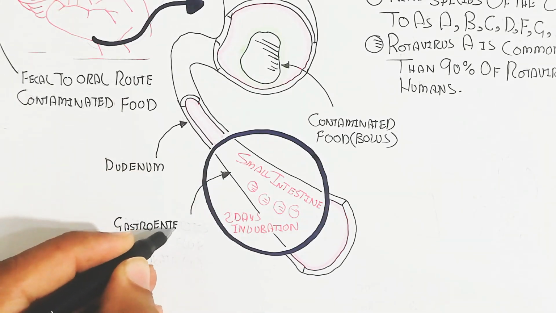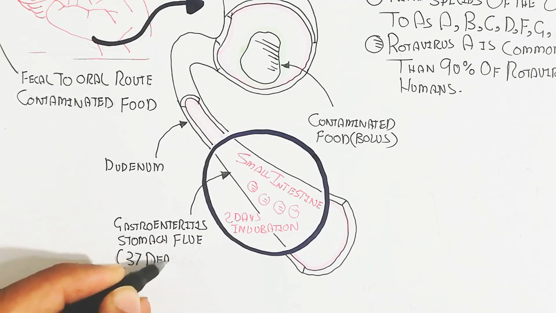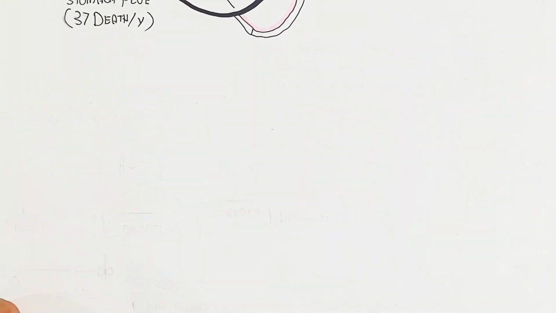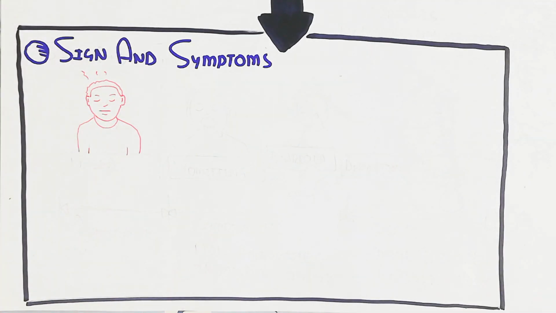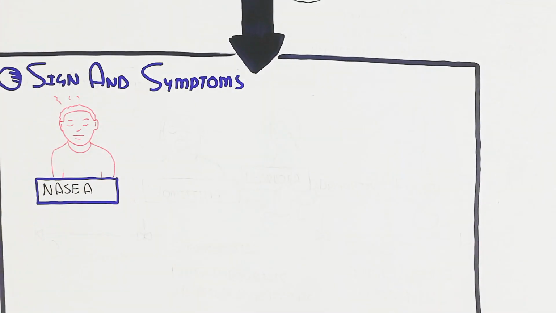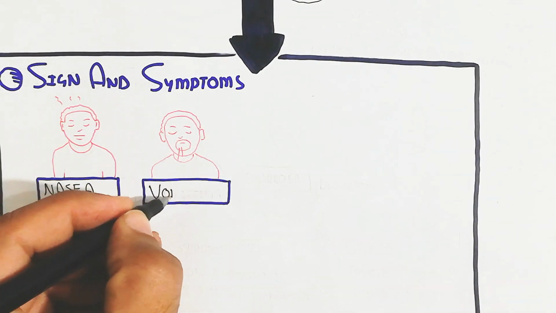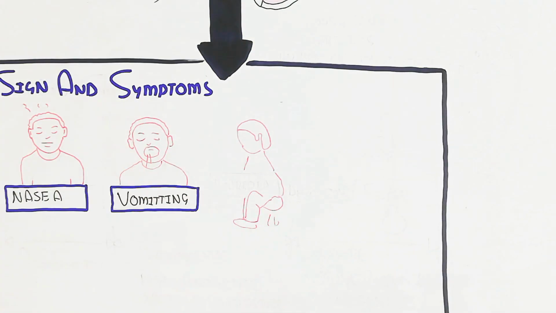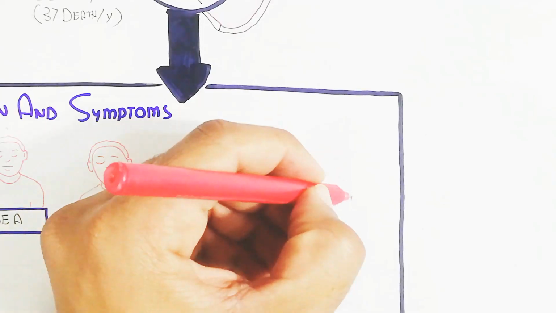Gastroenteritis will occur. It is the stomach flu. Around 37 deaths per year can be possible. Research shows that the signs and symptoms are nausea, vomiting, and diarrhea, as well as dehydration due to continuous diarrhea, and fever can be caused due to the progression of the rotaviral disease.